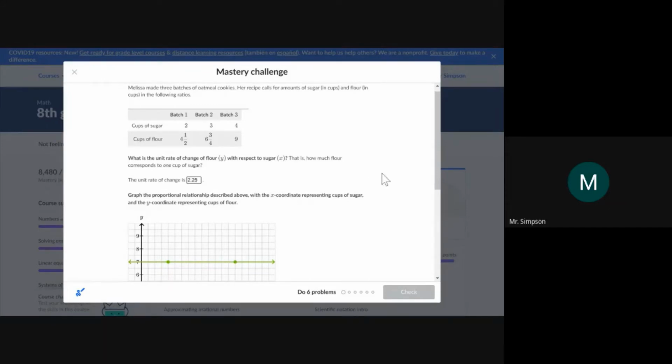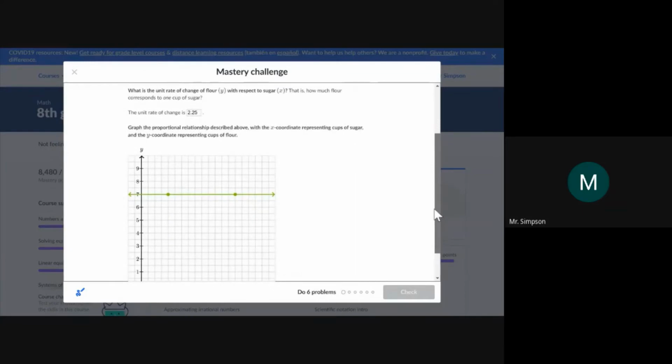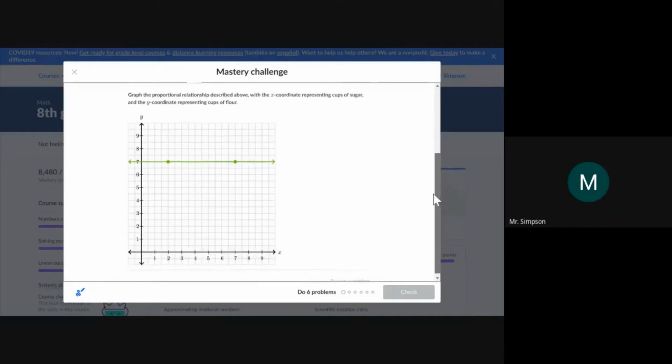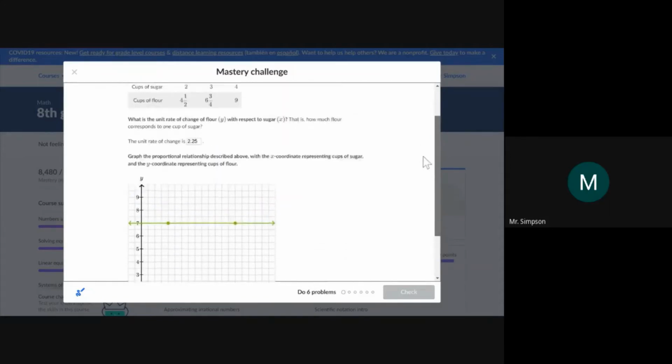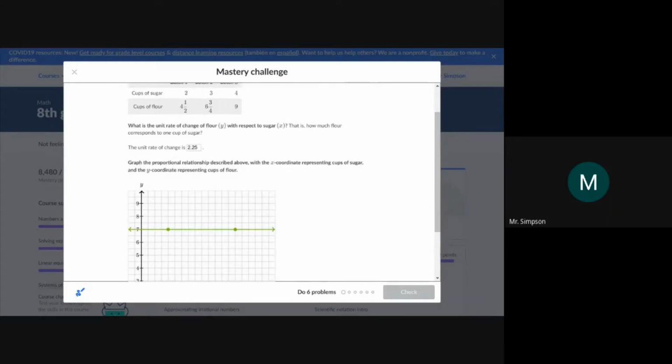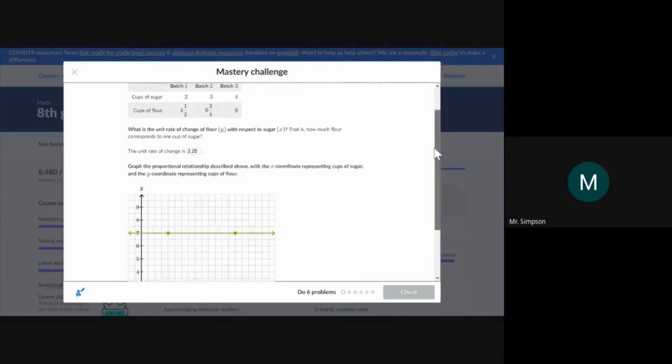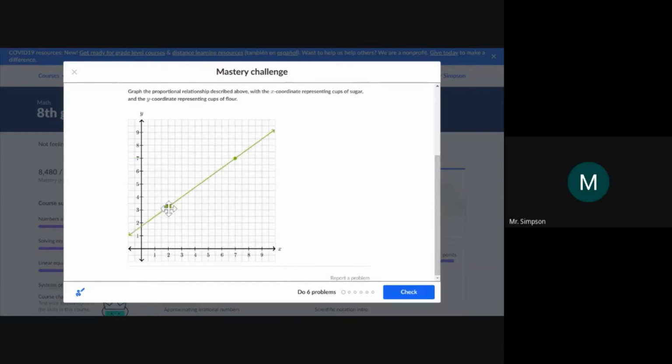All right, now they say graph the proportional relationship described above, with the x coordinate representing cups of flour and the y coordinate representing cups of sugar. So basically we're graphing the points here. Well, how do we do that? It says the x coordinate represents cups of flour. Well, no, cups of sugar. So let's put in the cups of sugar on the x coordinate. So we have 2, 3, and 4.